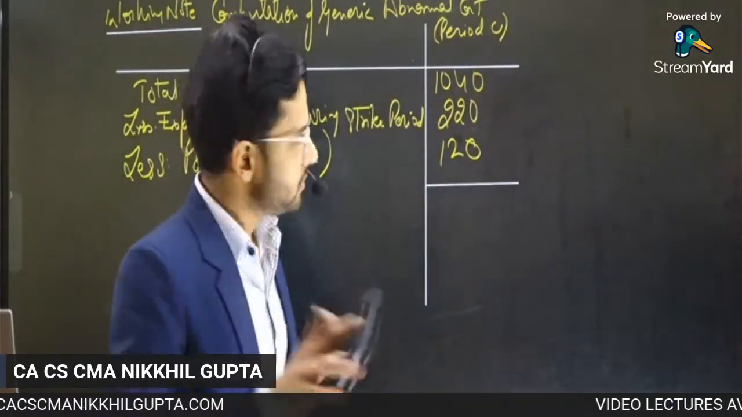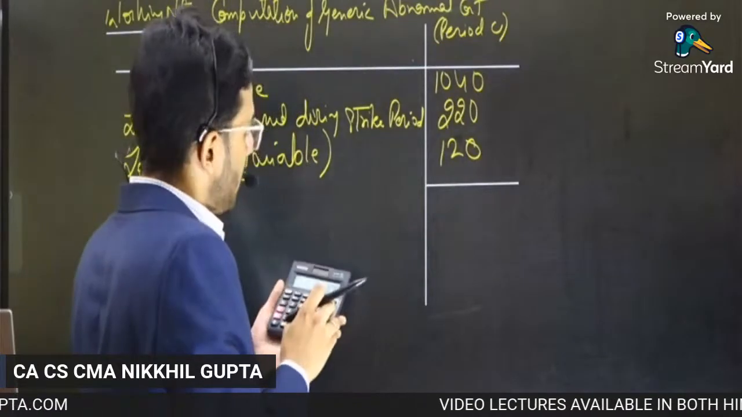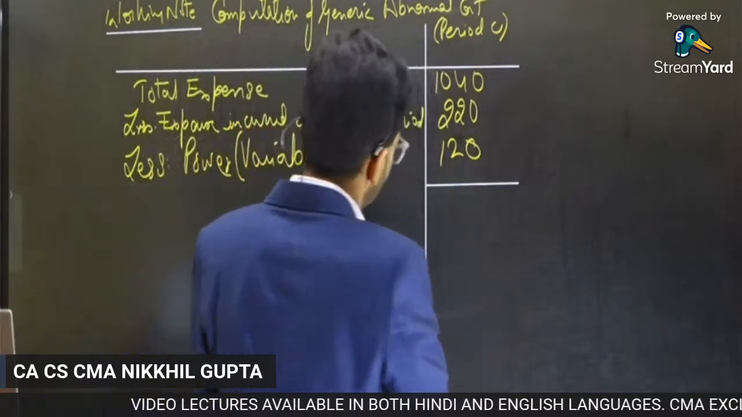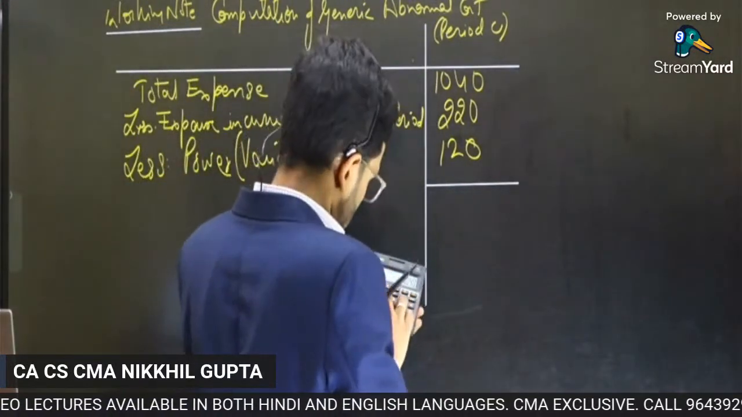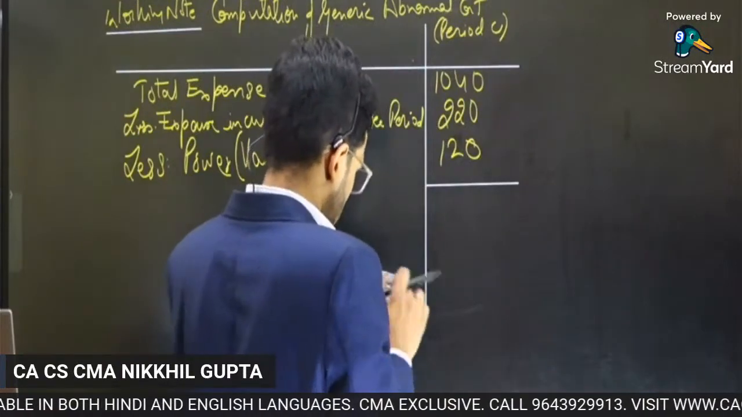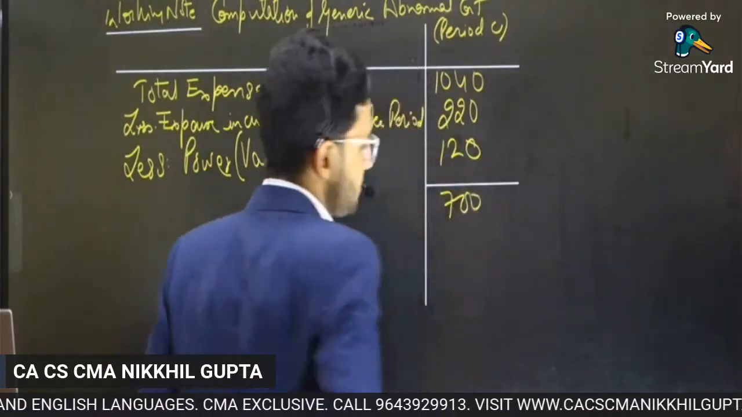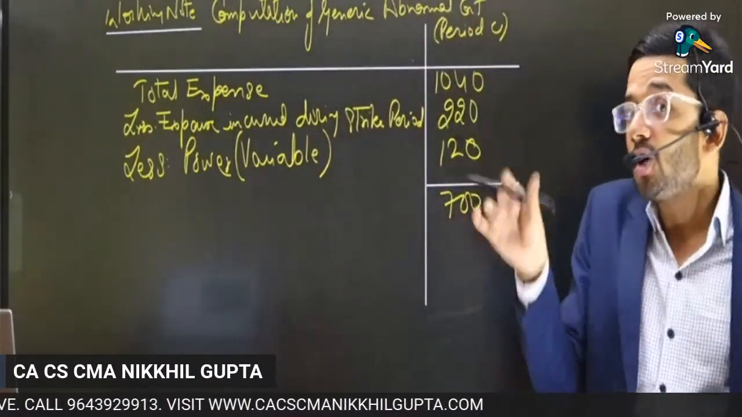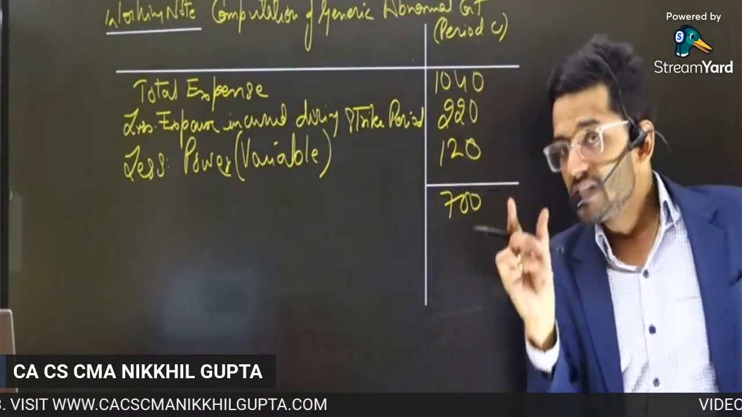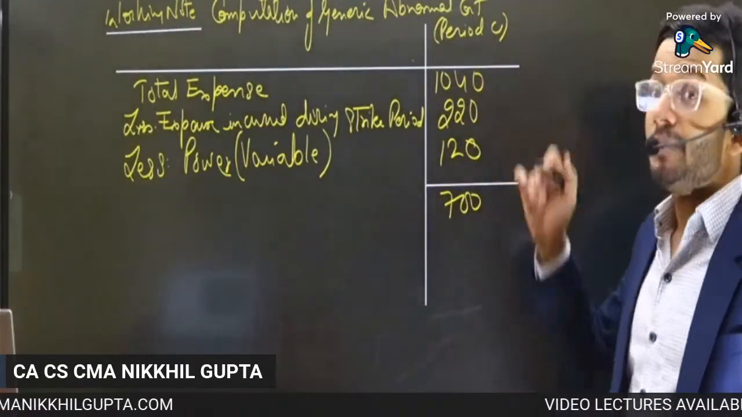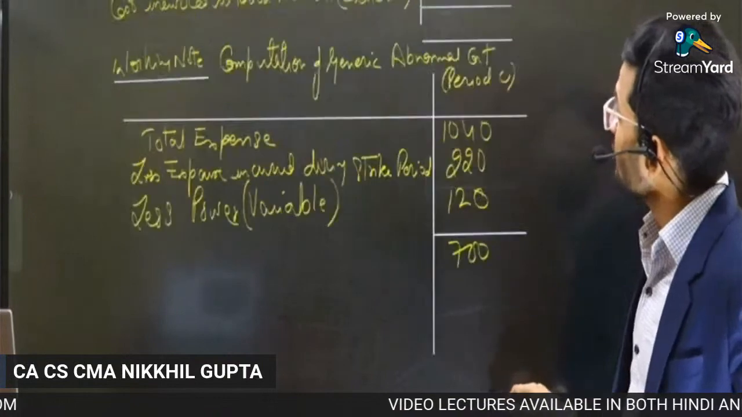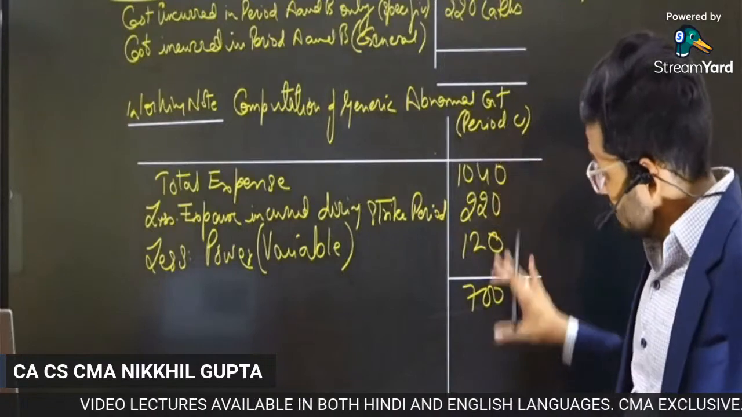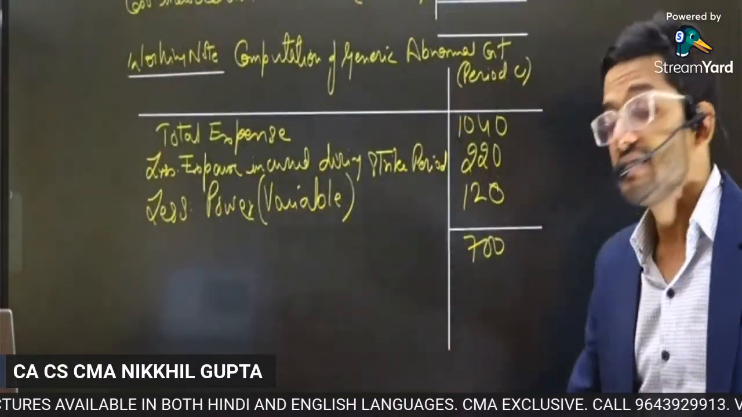So what is the total amount which is to be allocated? 920 minus 220 minus 120. So the total cost which is to be allocated is 700, as this is the cost which has been incurred for the entire year. Now we need to compute the cost which has been incurred during period C. Why only period C? Why not period B? Because guys, period B expense we have already calculated over here, 220. That is period B abnormal expense. Now using this method, we'll be computing the period C abnormal expense.